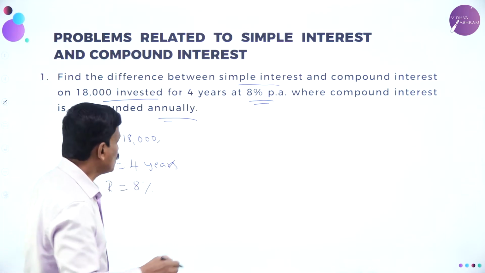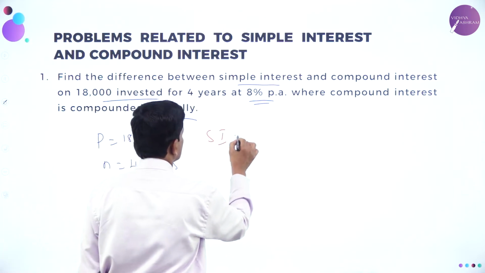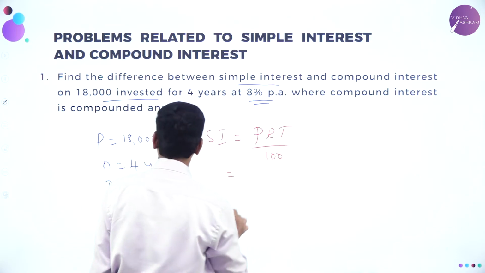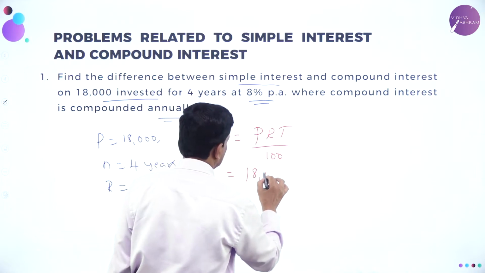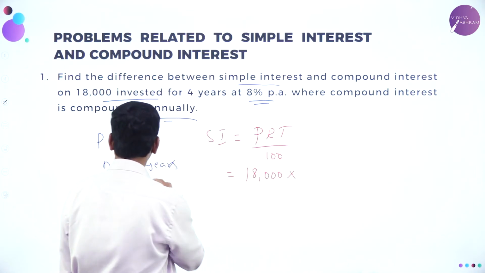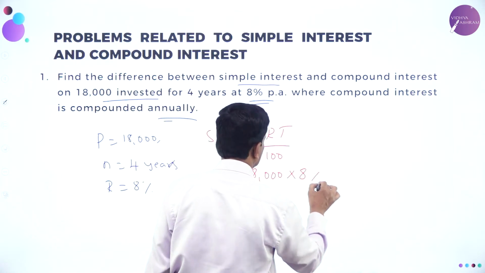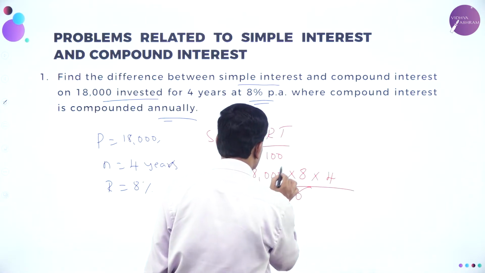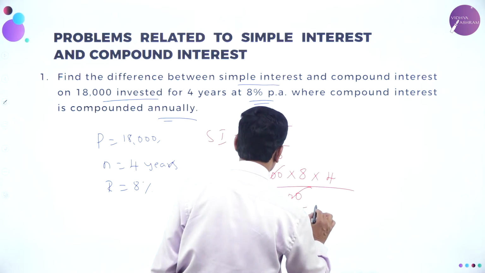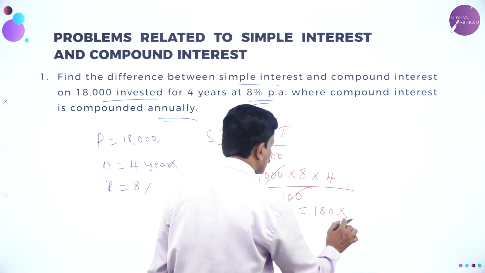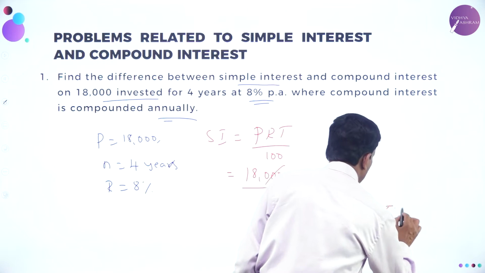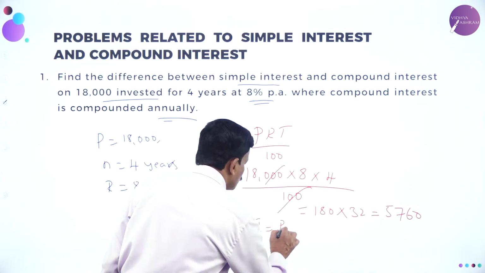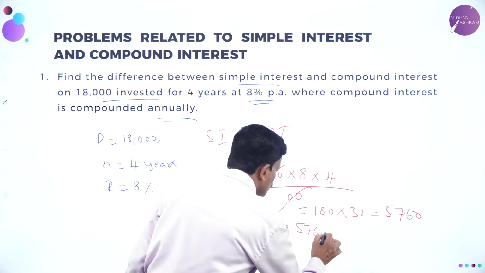So first find out the simple interest. Simple interest is equal to PRT over 100. What is this equal to? The principal is 18,000 into the rate of interest 8% into the time period 4, divided by 100. So these 2 zeros get cancelled. This is equal to 180 into 32, which is 5,760. So therefore the simple interest is equal to rupees 5,760.